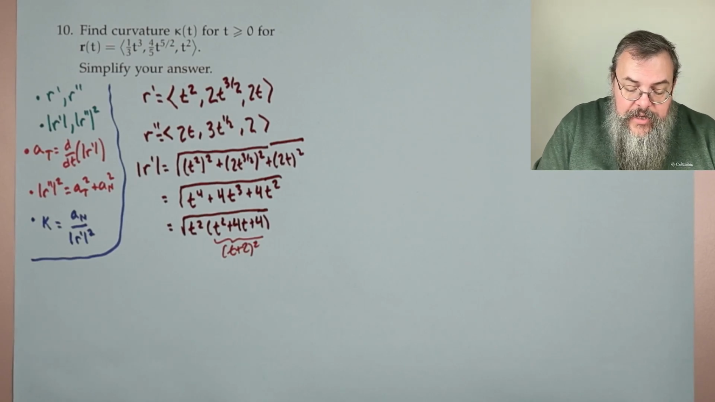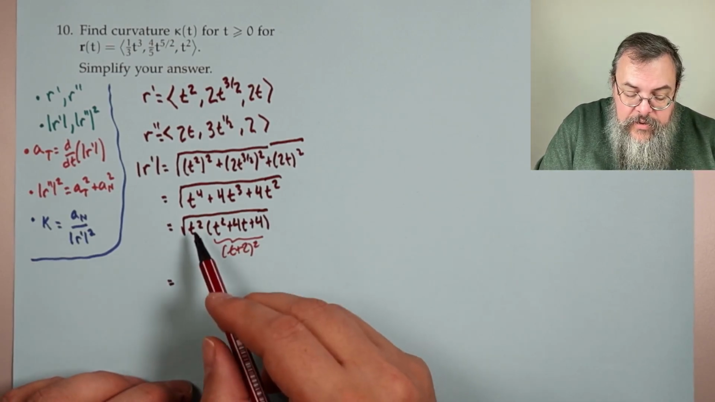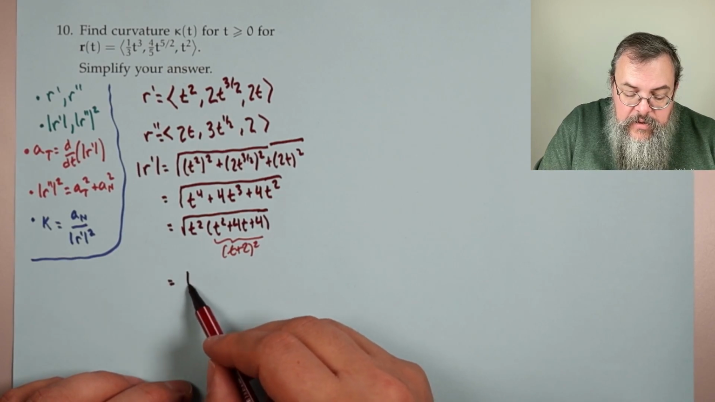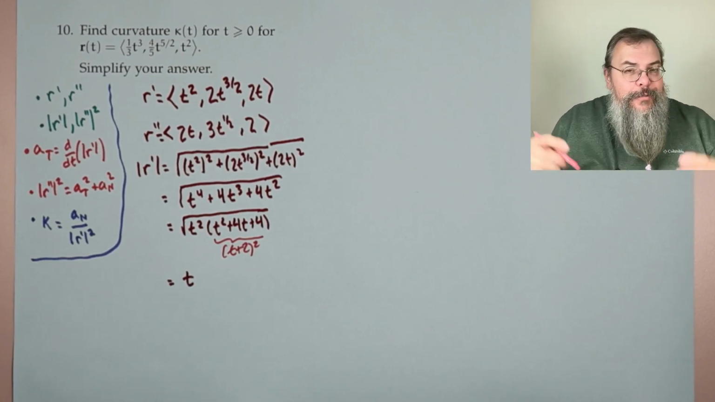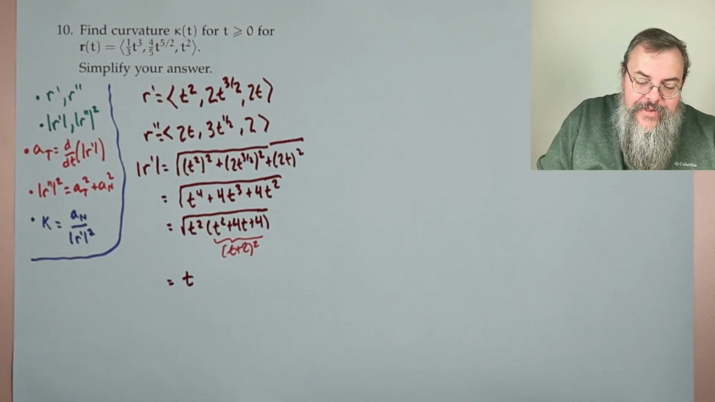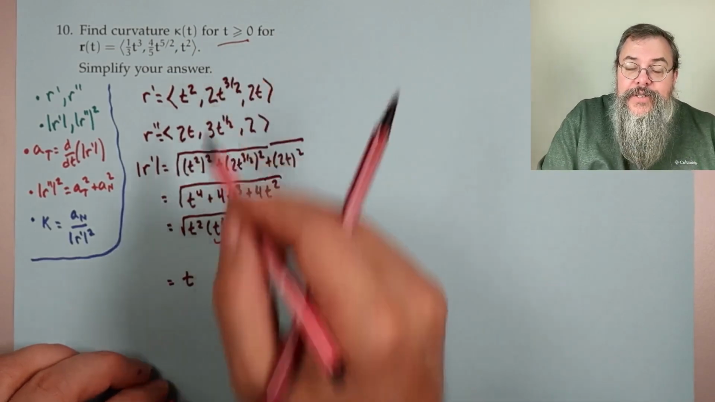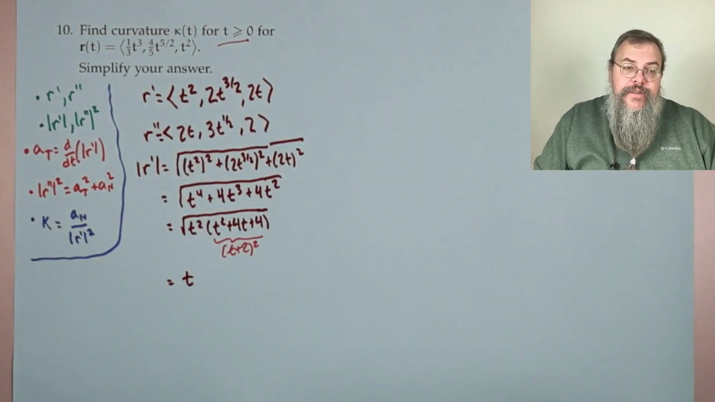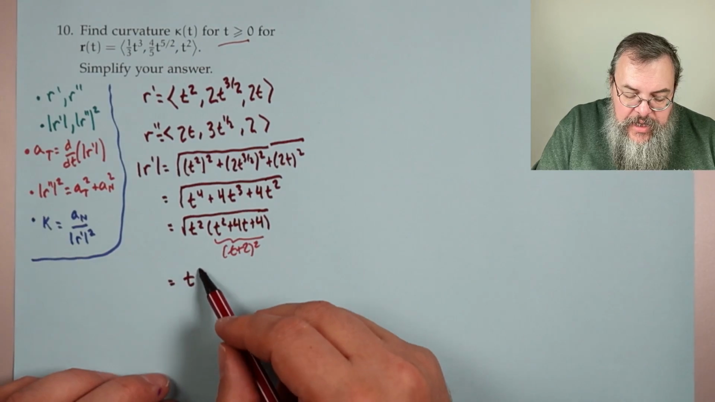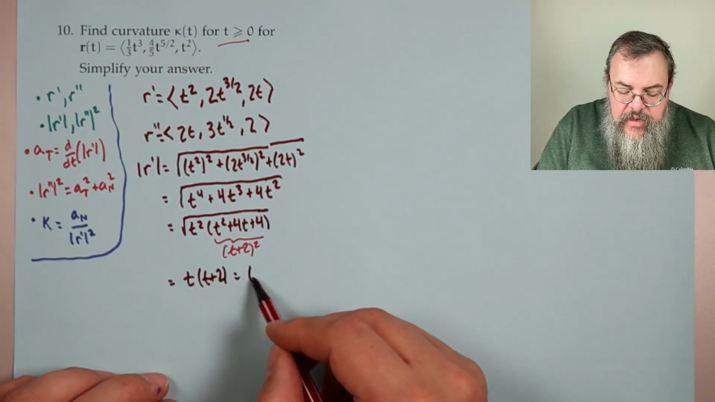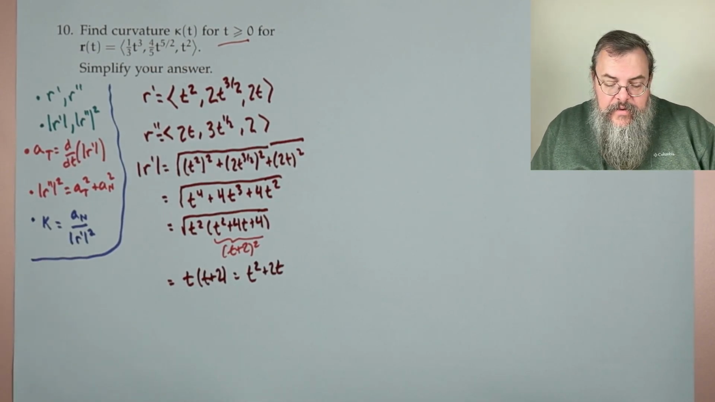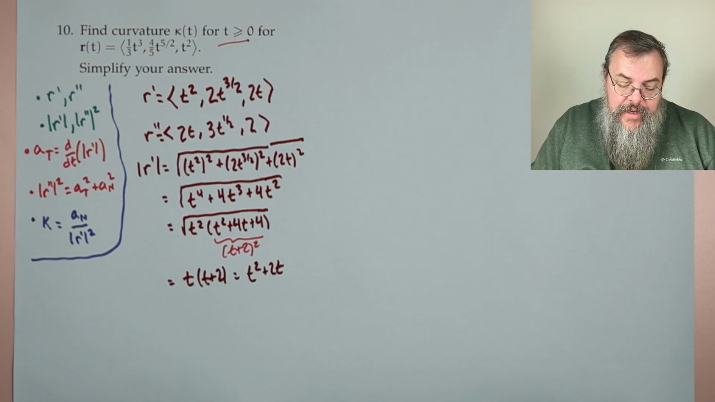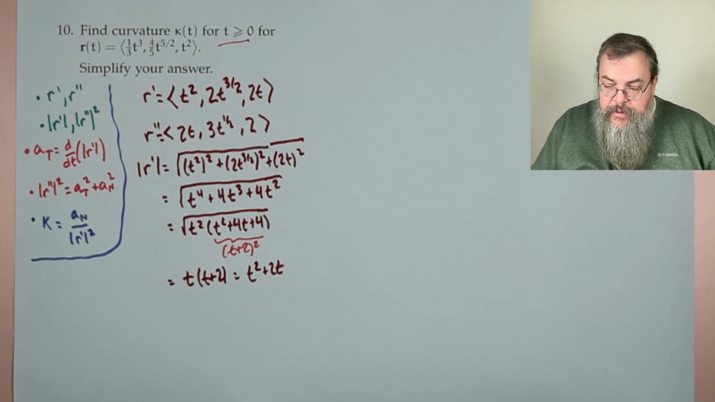And so now we're ready to take the square root. So we end up with what? Well, square root of t squared is, normally we'd say absolute value of t. Technically we should say absolute value of t. We are okay with just t. We don't need to worry about the absolute value because t is greater than or equal to 0. And then t times t plus 2, or if you like, t squared plus 2t. That's actually going to be very convenient, I suspect. So that's our magnitude of r prime.